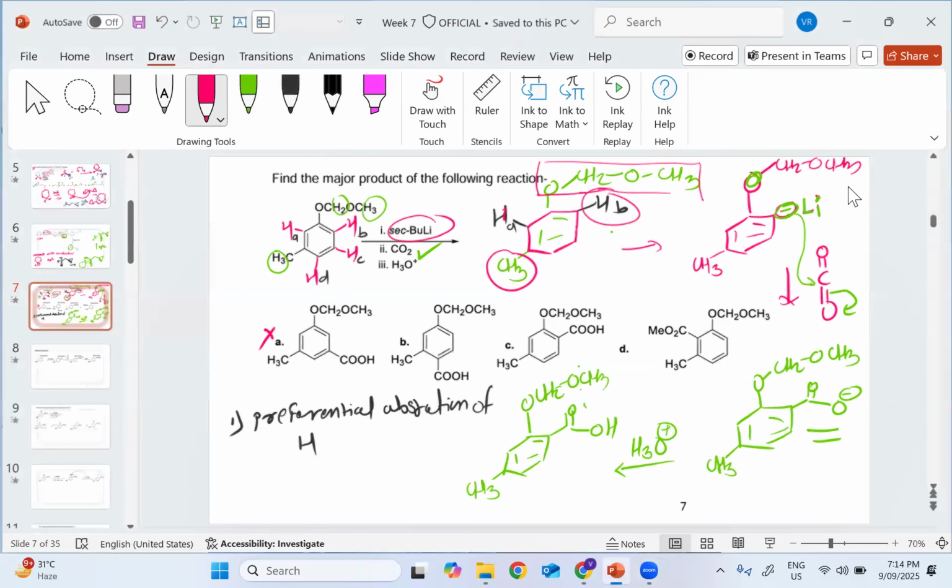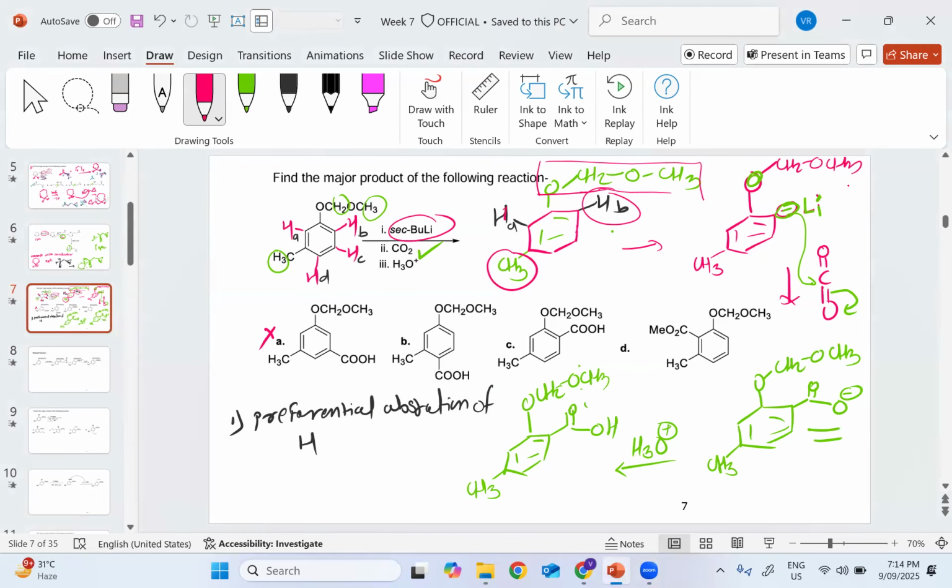Yeah. So it gives the formation of our final product. In this option, they have abstracted the proton which is at the HC, which is obviously inactive. So that's a wrong option. This again is wrong because here there is no option to form this product. We need to form an anion here with the lithium, so that's not possible.